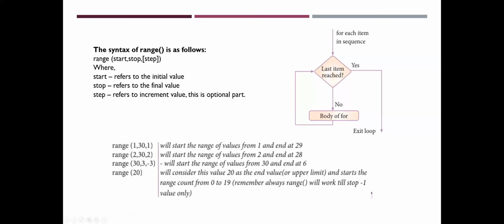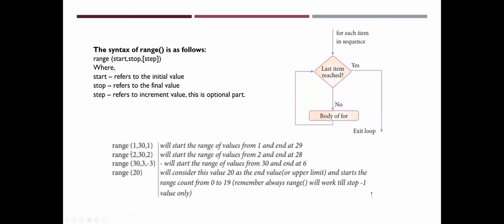This is the flowchart for this for loop. We are checking for a condition: has the last item been reached? If no, we have not reached the last item, so it will go to the body of the loop and continue until the last item is reached. It means the stop value.